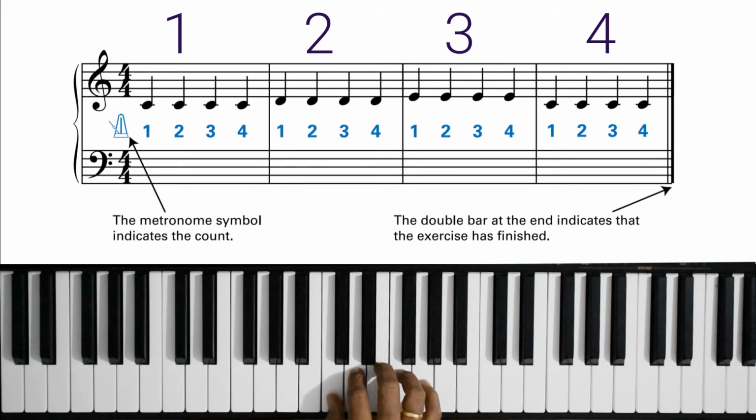Gently down. So let's play this exercise one more time with counting 1, 2, 3, 4. There we go. 1, 2, 3, 4. 1, 2, 3, 4. 1, 2, 3, 4. 1, 2, 3, 4. The music ends with a double bar line. Whenever you have a double bar line, it indicates that the exercise has finished or the song has finished.